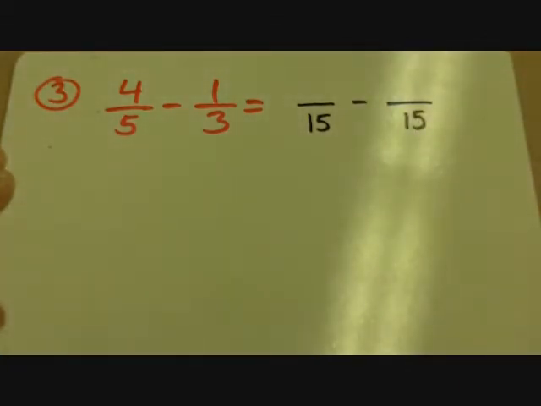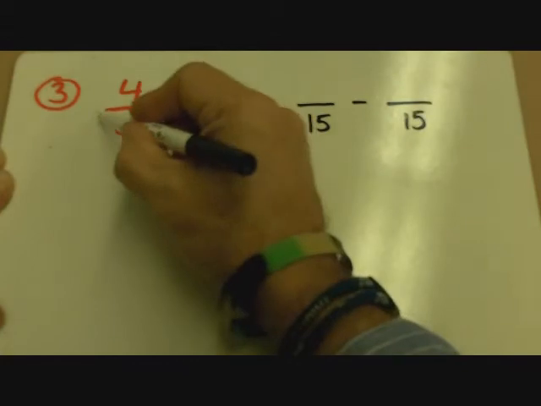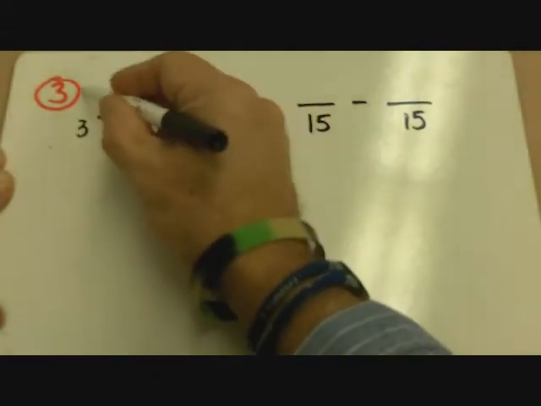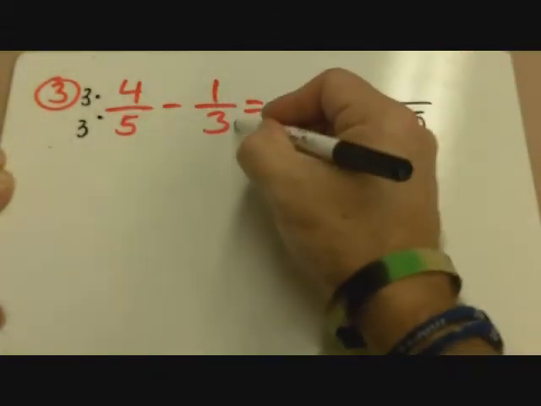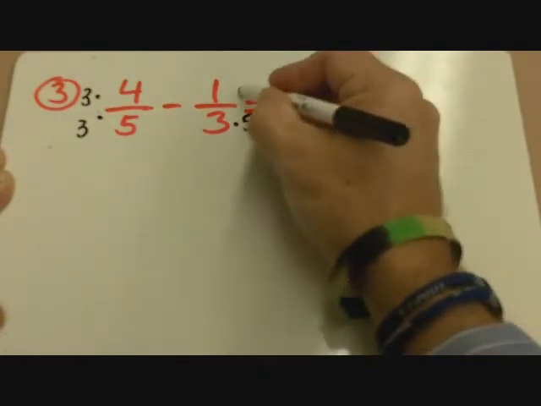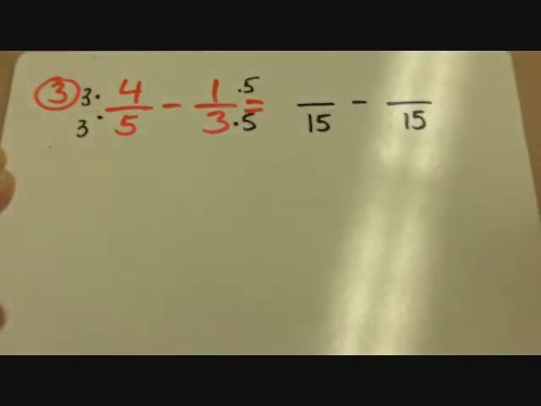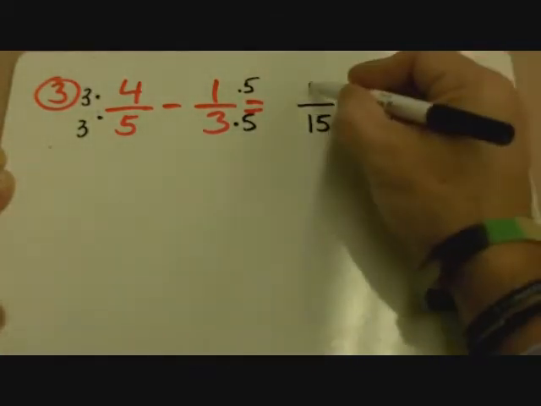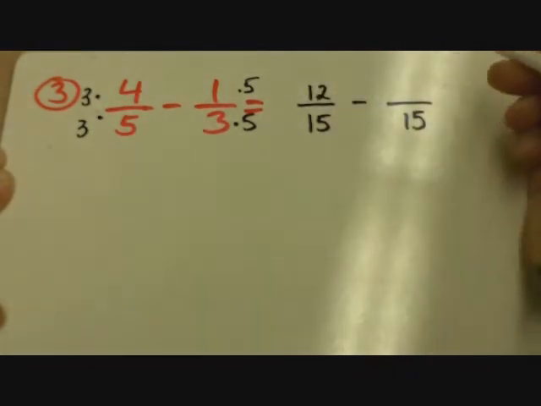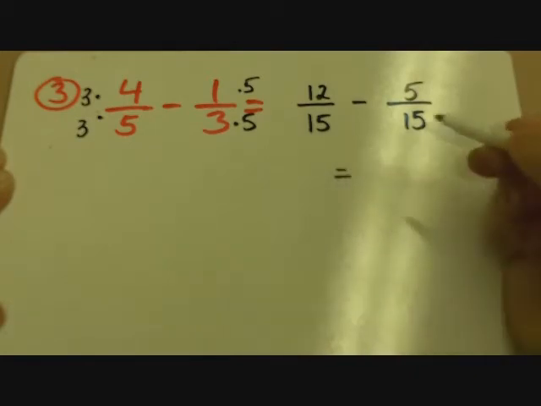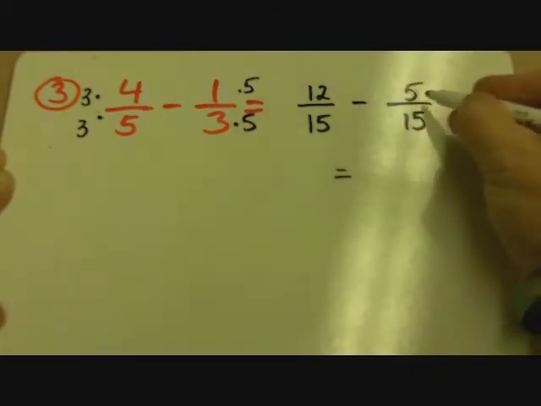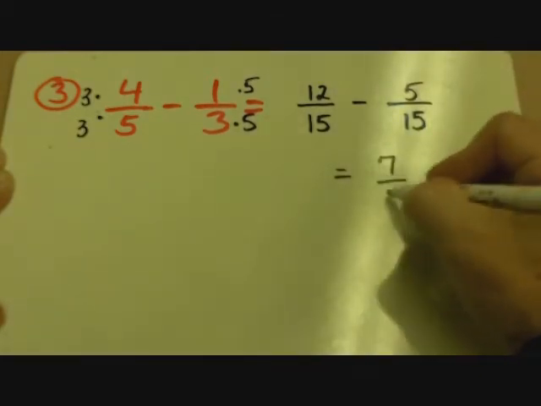And how do we change these fractions to 15s? This one is going to have to be multiplied by 3 over 3. And this one's going to have to be multiplied by 5 over 5. So if you go ahead and do that, you'll wind up with 12/15 minus 5/15. Better known as, don't add these like some people do. You subtract, and you are done.